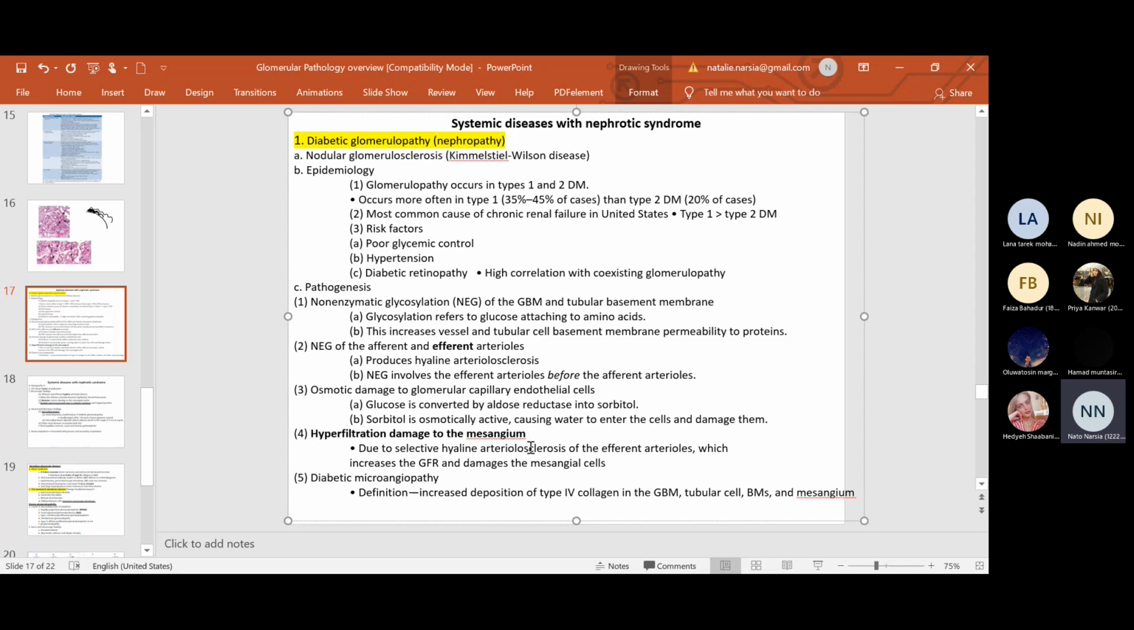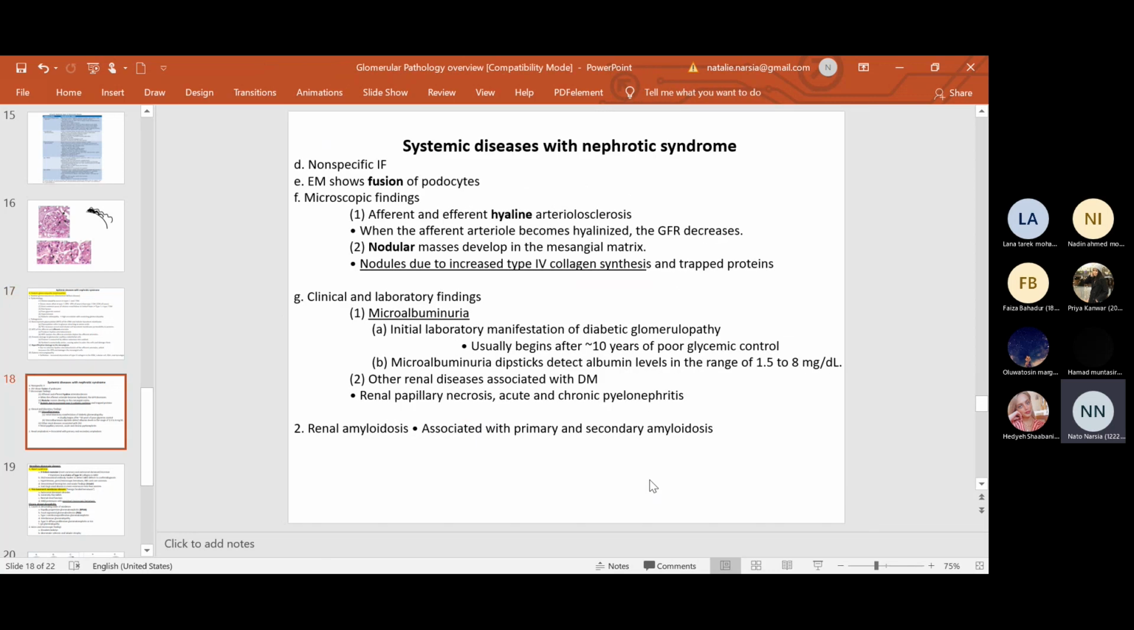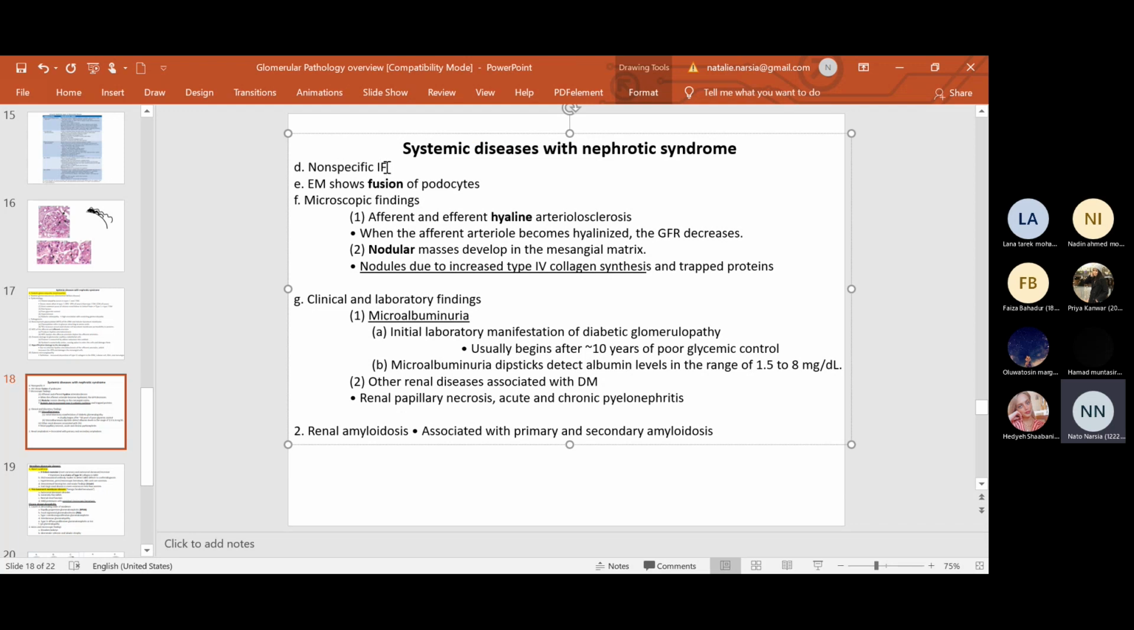And the mesangium, you know, right? Mesangial cells are usually in the capillary loop, to put everything together, supporting this whole capillary system. And finally, diabetic microangiopathy, you know it, hyaline arteriolosclerosis, you should find. What are systemic diseases with nephrotic disorder, non-specific? Non-specific IF, guys, you don't have immune complex deposition here. For that reason, it is not specific.